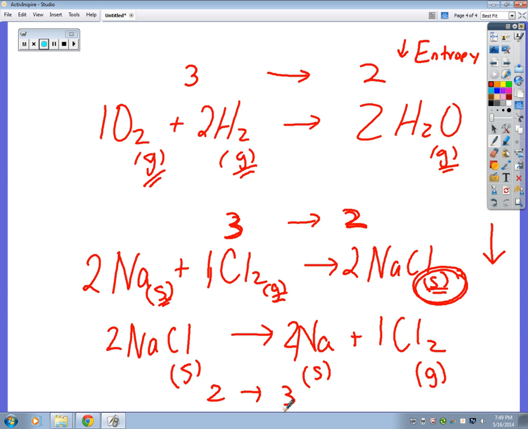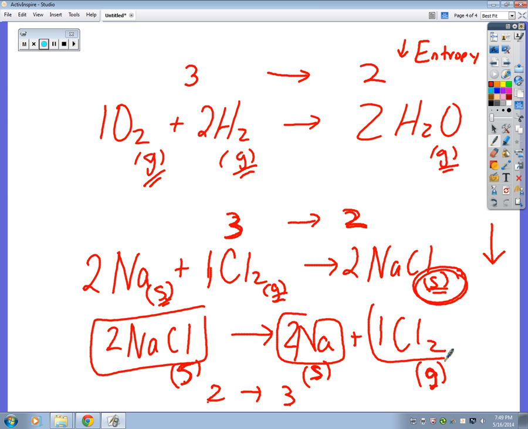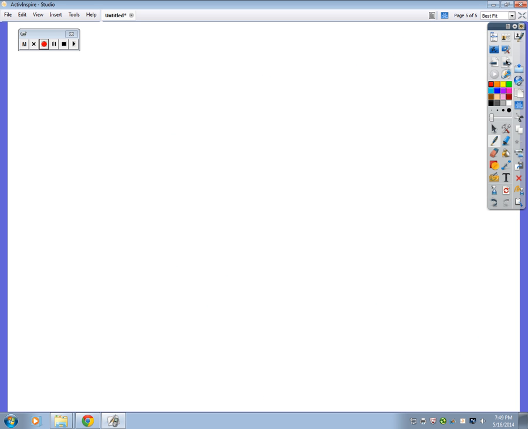I'm going from 2 moles on my reactant side to 3 moles on my products. I have a solid on my reactants, and I'm forming a solid and a gas. Plus, I'm going from 1 item to 2. Isn't it a little more random, a little less ordered? So entropy is increasing. What's entropy mean? Randomness. Again, that's really quick.